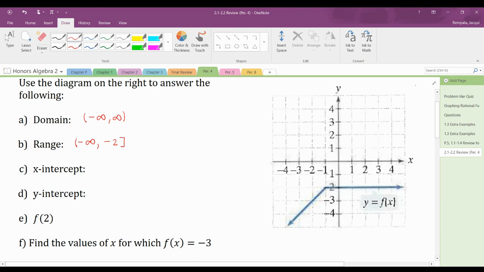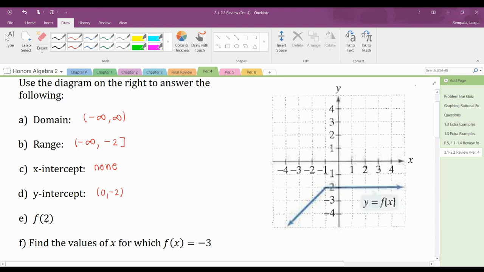If we're looking at x-intercepts, I see that nowhere in this graph will it ever touch the x-axis, so there are none. But if I look at my y-intercept, where it's touching the y-axis, it's the ordered pair of 0, -2.